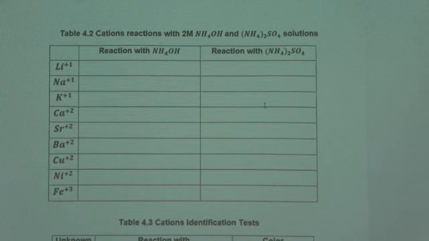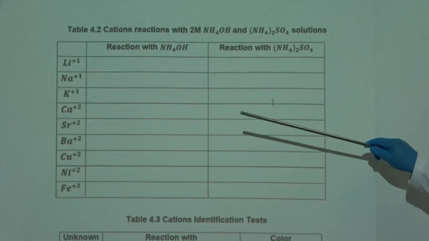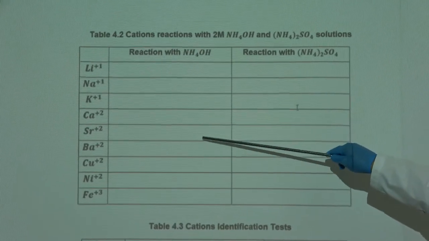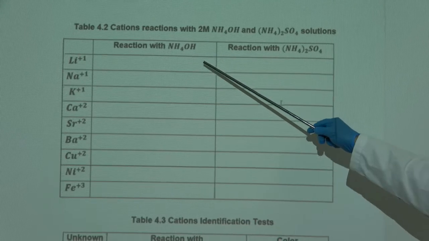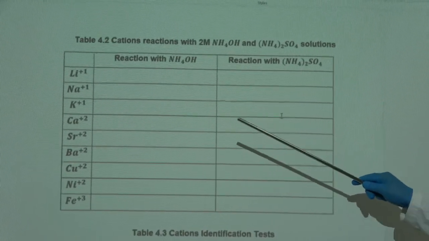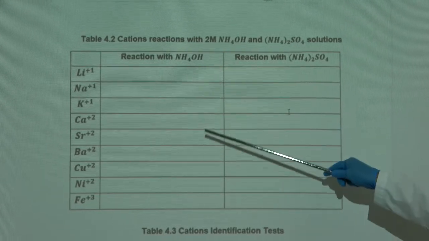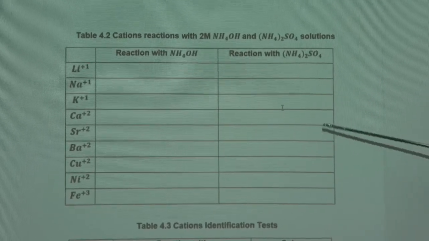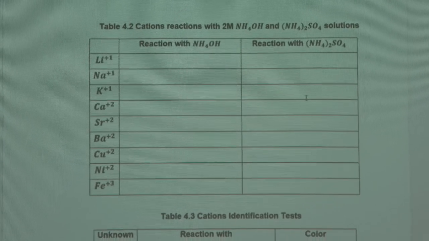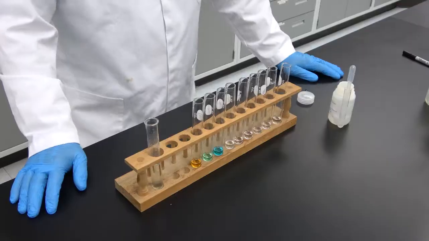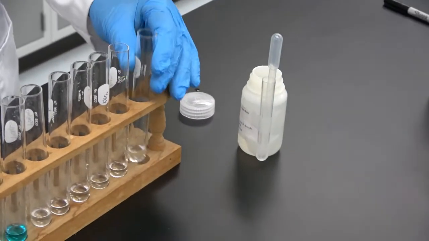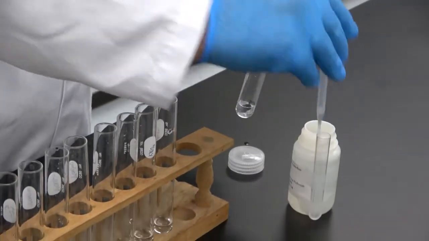The idea here is that we are going to do the reaction and you have to write down if you observe the formation of a precipitate or not. And that goes for the reaction with ammonium hydroxide and the reaction with ammonium sulfate. We start by using ammonium hydroxide. In the case of lithium, let's see what happens.